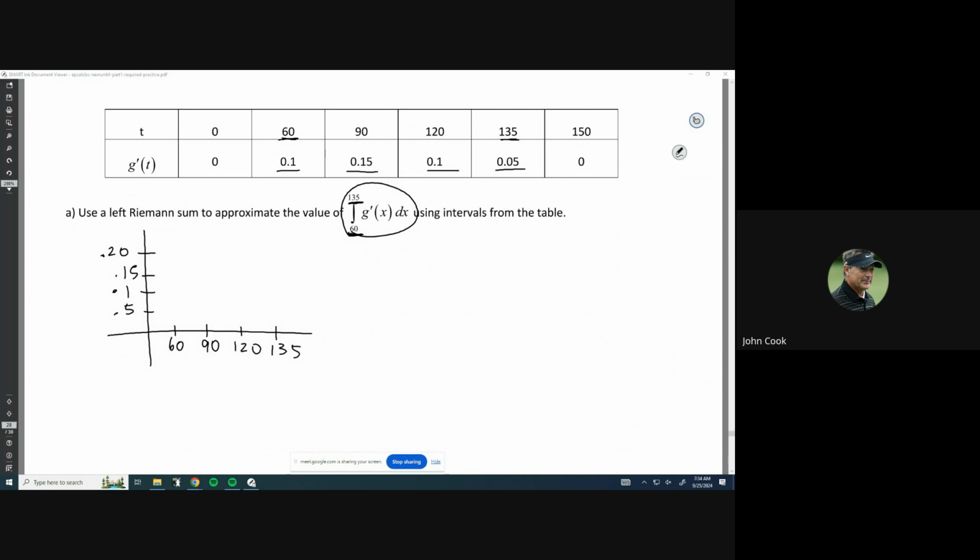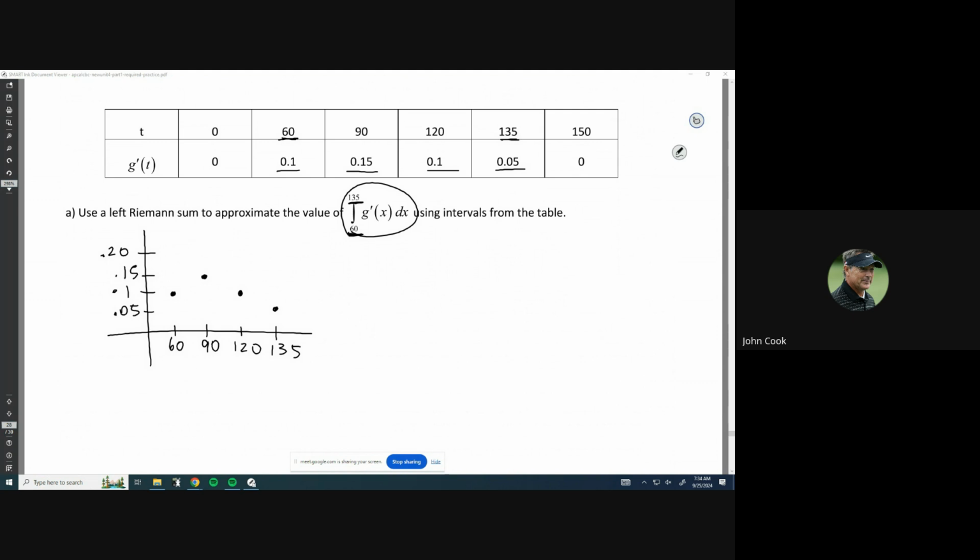And then I'm just going to draw the coordinates that I have. So at 60, it's 0.1, so right there. And then at 90, it's 0.15, so right there. And at 120, it's 0.1 again, so right there. And then at 135, it's 0.05. I'm sorry, that should be a 0.05. Okay, and that's going to be right there.